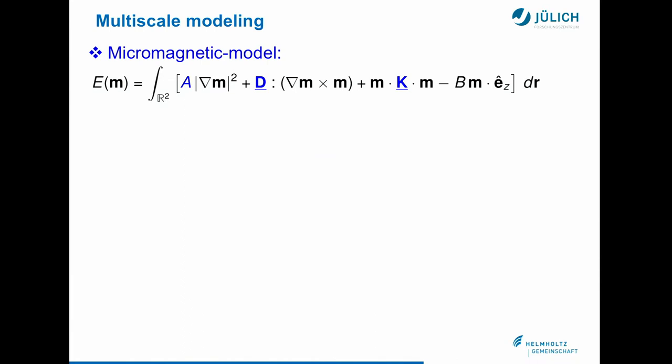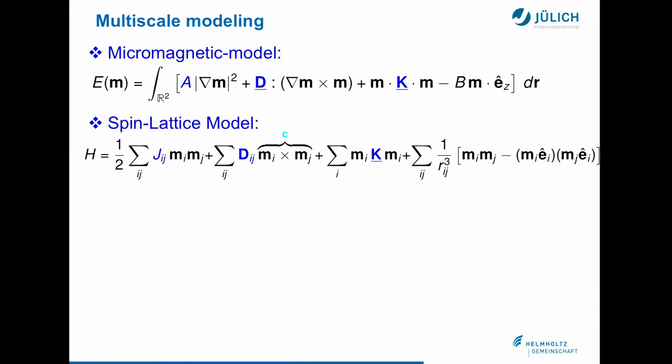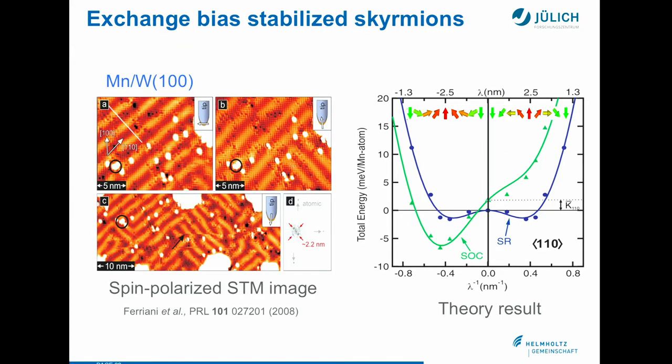And coming back to my micromagnetic model, I have a parameter A, a parameter D, and a parameter K. So basically, I can modify my materials and the electronic structure such that I vary A, D, and K so that the skyrmions which come out fulfill all these properties. I have to say, we are not there yet, but we are coming close to it. And the same on a more microscopic level: we can use the parameters J, D, and K of the spin lattice model.